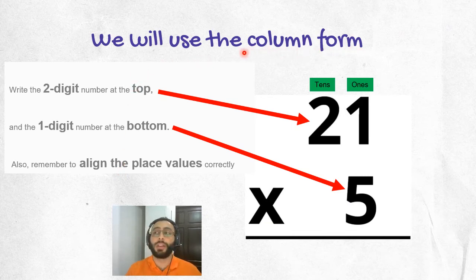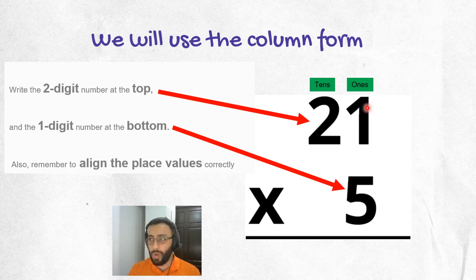This is called the column form. See, this is a column form version of 21 times 5. We write the two-digit number on the top, 21. And we write the one-digit number at the bottom. But remember to align the place values correctly. What does that mean? Ones have to be aligned.